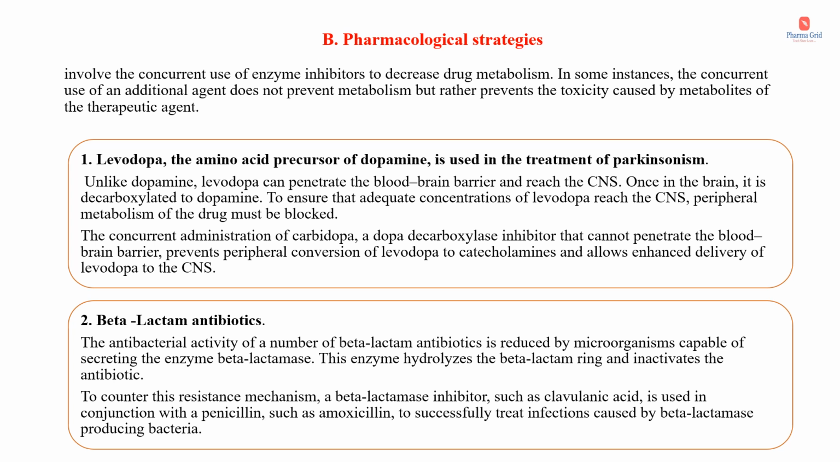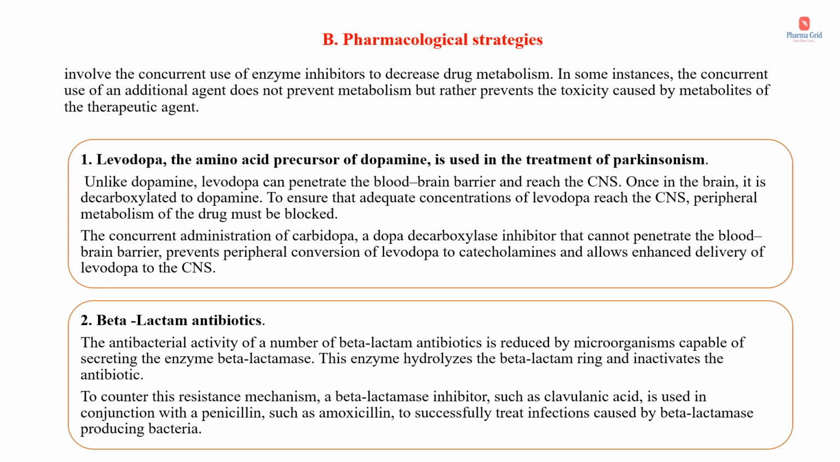It is the amino acid precursor of dopamine. It is used in the treatment of Parkinsonism. Unlike dopamine, levodopa can penetrate the blood-brain barrier and reach the CNS. Dopamine or dopa cannot penetrate the blood-brain barrier, but levodopa can and reach the CNS. So once in the brain, it is decarboxylated to dopamine.